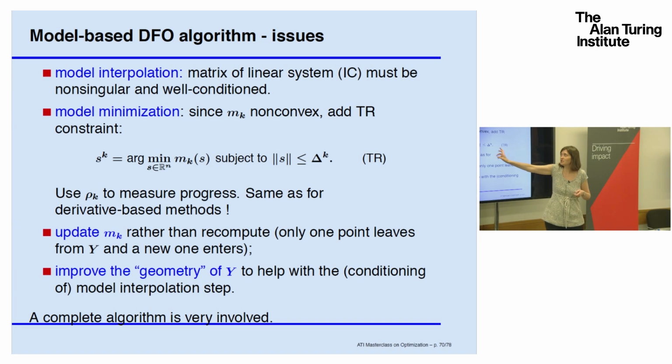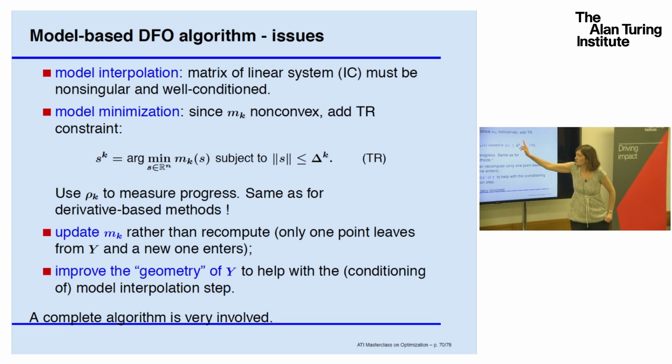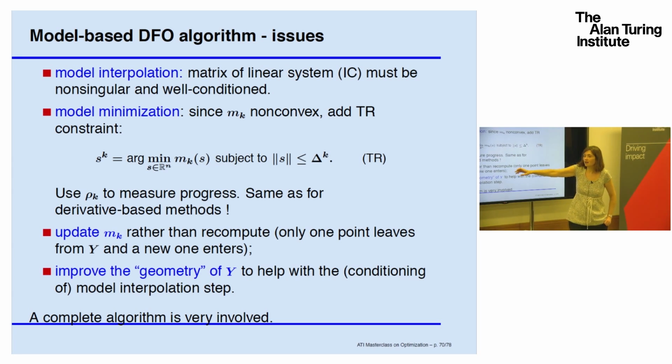Also, the trust region will play another role, as we'll see in a moment. So we are going to construct a model by interpolation, solve a trust region subproblem, and then do the usual steps like in derivative-based methods. We're going to measure the progress with respect to the true function. If we don't make much progress, or any progress, we are going to shrink delta k.